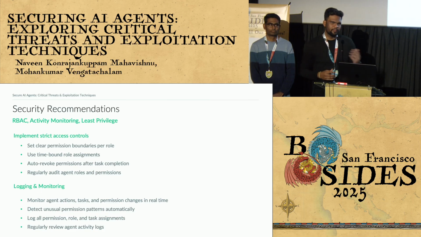For example, if an agent is trying to talk to a system which it has never talked to before, then we should have alerting and monitoring in place to investigate why the agent is talking to that particular system, whether it is legit or whether it is something malicious. We should also log all permission, role, and task assignments without any exceptions. Finally, like I said before, we should make it a habit to review the logs to catch something suspicious as early as possible.